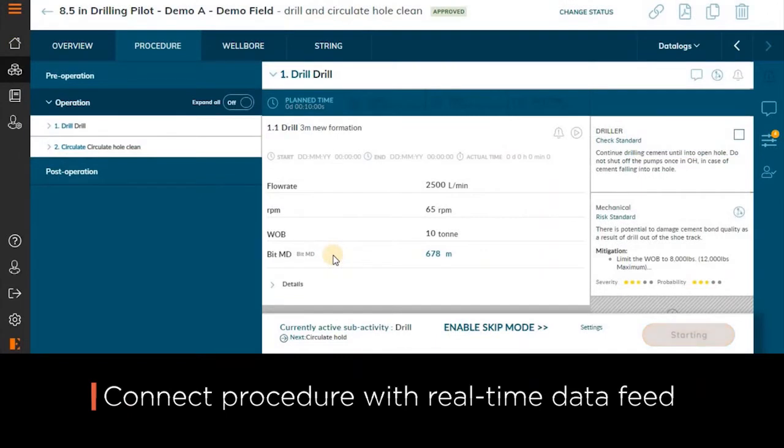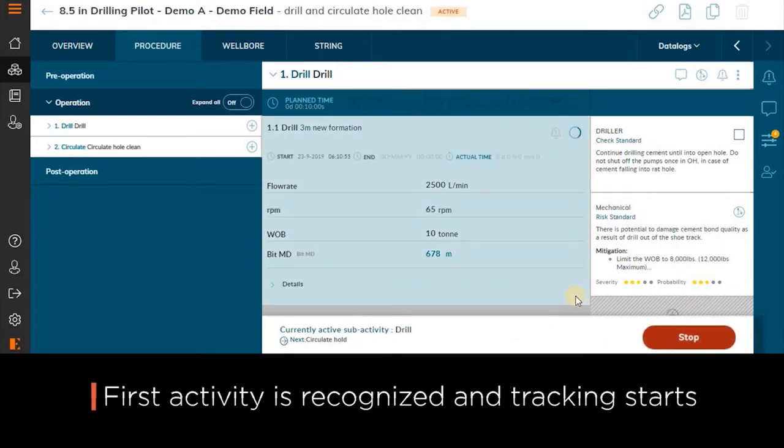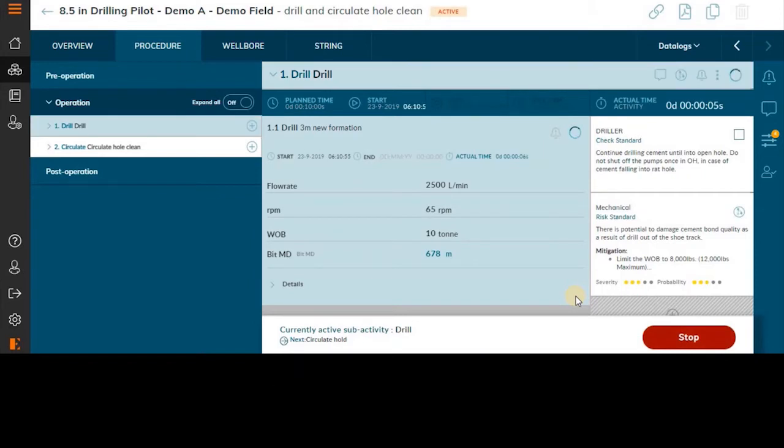First of all, validation of activities requires minimal involvement of a human. As you can see, the system recognizes by itself when the drilling of new formation starts, based on the real-time sensor data connected to the procedure. Exebenus Pulse stores the start time of the step and records the actual time until the step is finished and the goal of the activity is met.